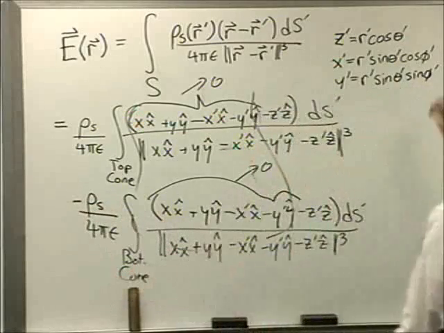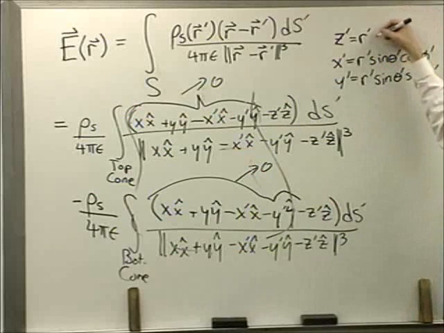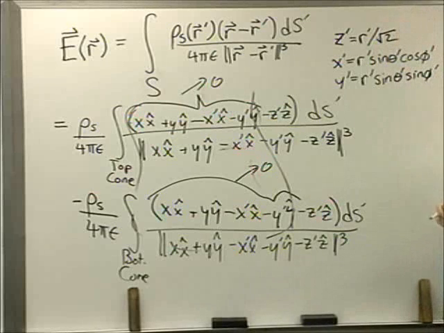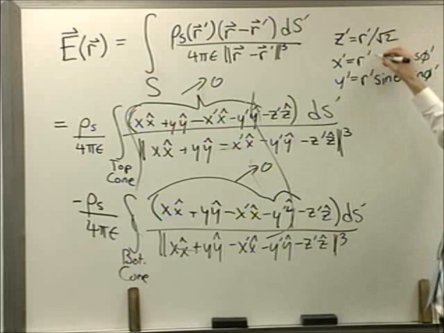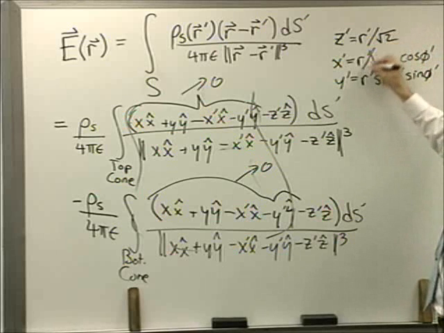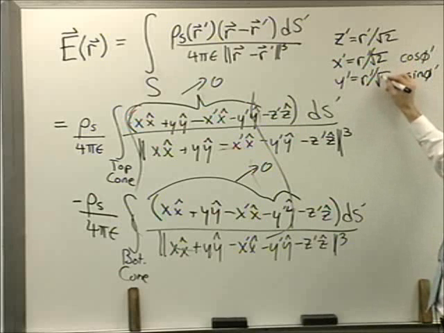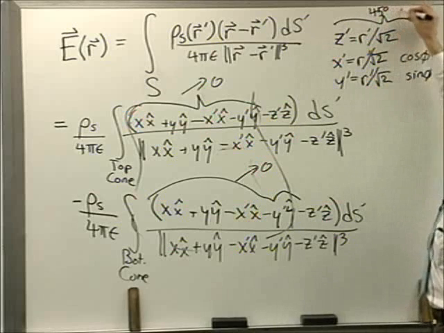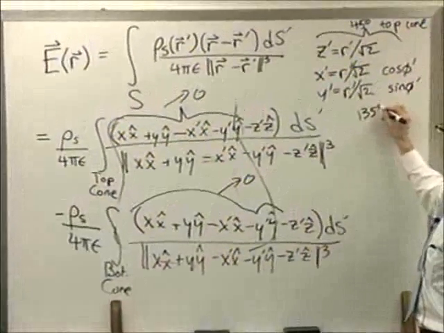So if that's the case, then I can always write this. What's the cosine of pi over 4? Yeah, 1 over the square root of 2, right? Perfect. And let's do that here too. What's the sine of 45 degrees? Yeah, same thing. How convenient. This is all over the square root of 2, and this is for 45 degrees. That's the top cone. For the bottom cone, I got 135 degrees.